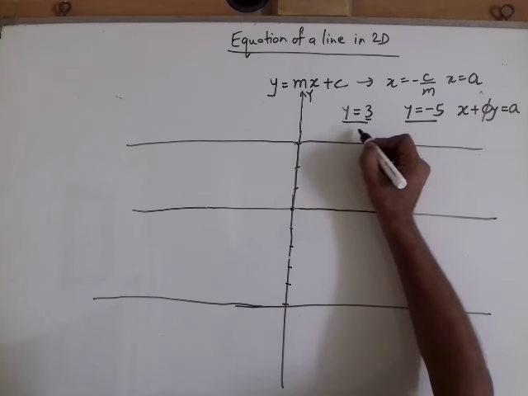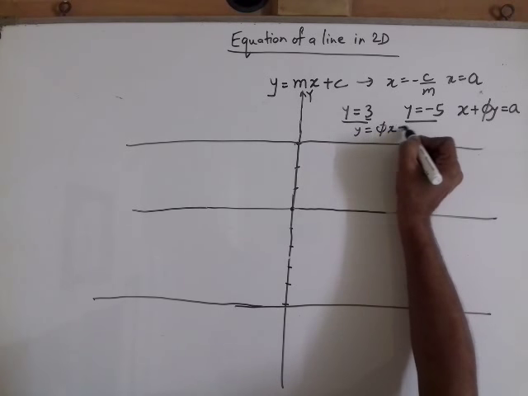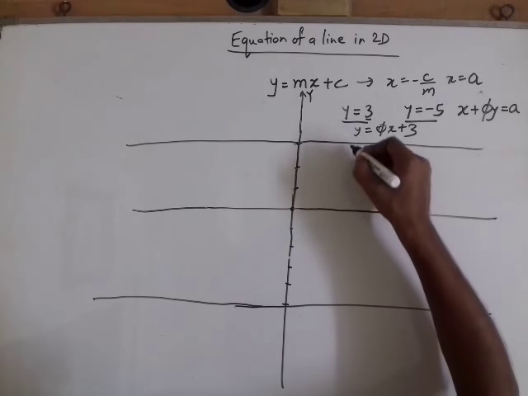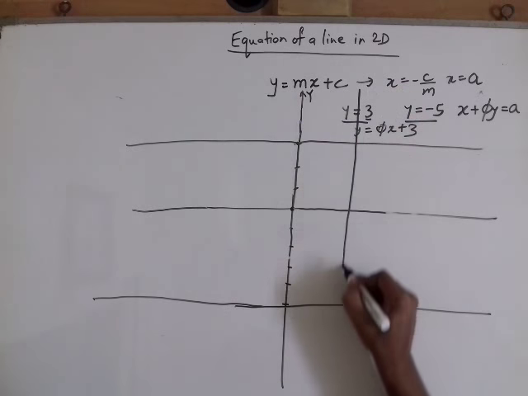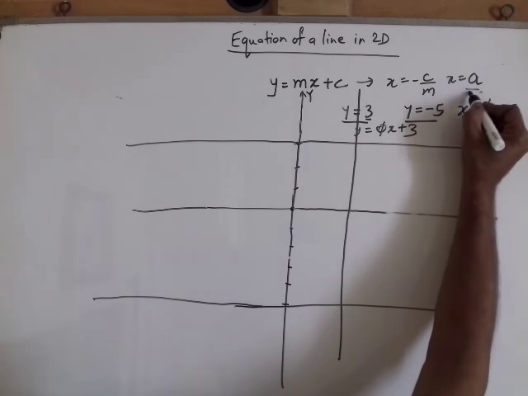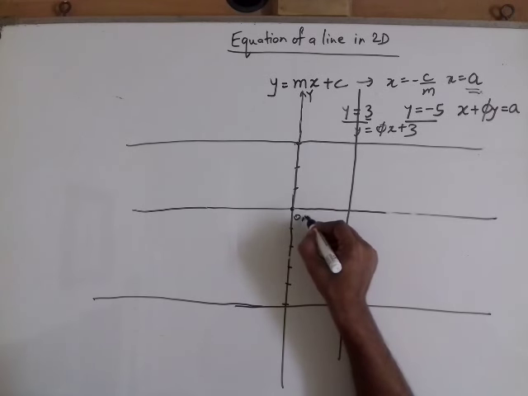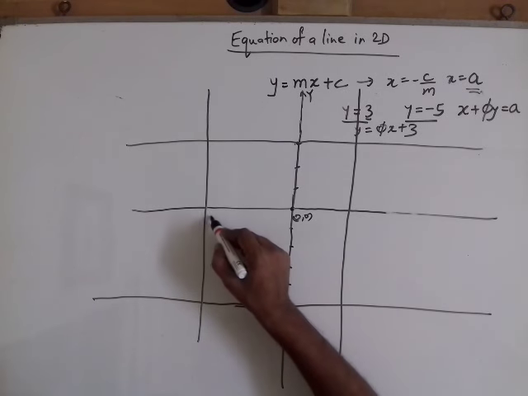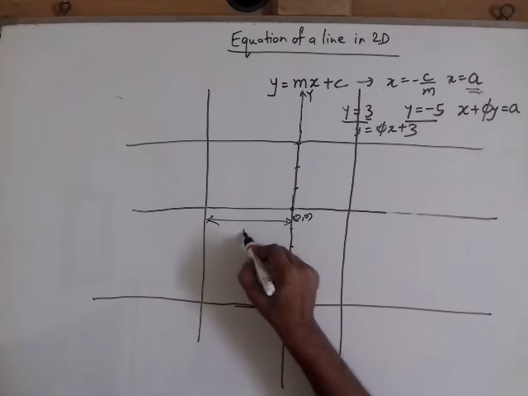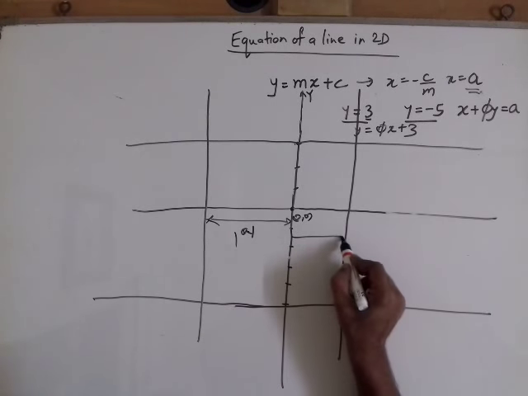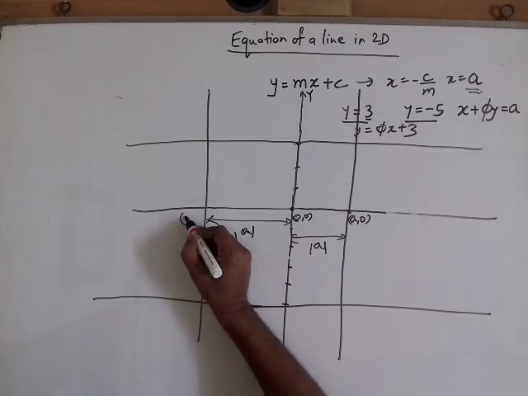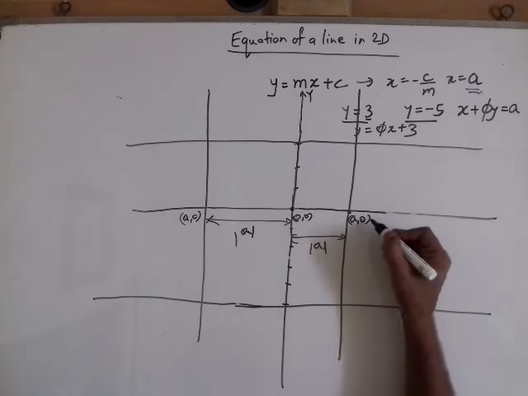Likewise, y equal to 3 really means y is equal to 0x plus 3. Okay. So in this case, you are really talking of either a vertical line this way. If a is positive, then you are to the right of the origin. This is the origin. And if a is negative, then you are to the left of the origin by a. So this distance would be the absolute value of a. So would this distance be the absolute value of a? Of course, the point here would be a0 and the point here would be a0. A would be negative here, a would be positive here.